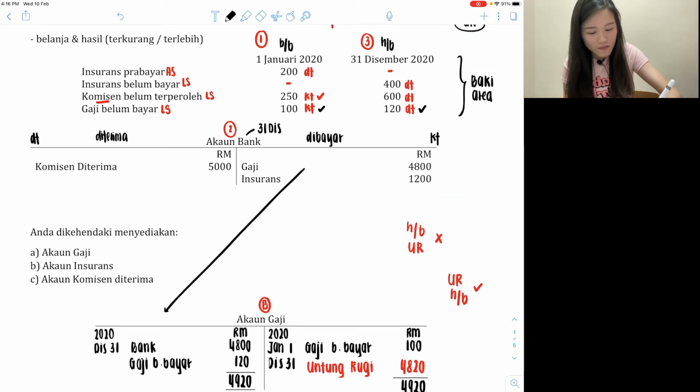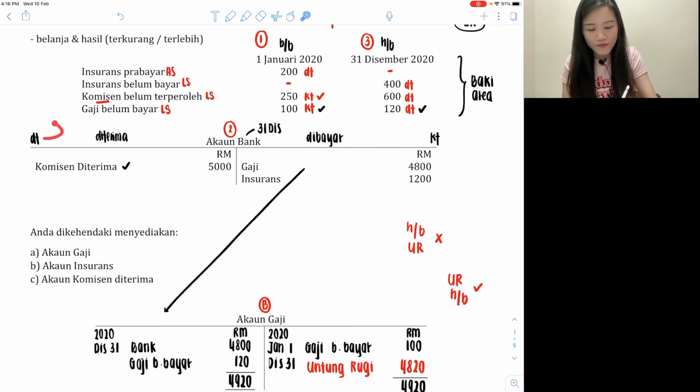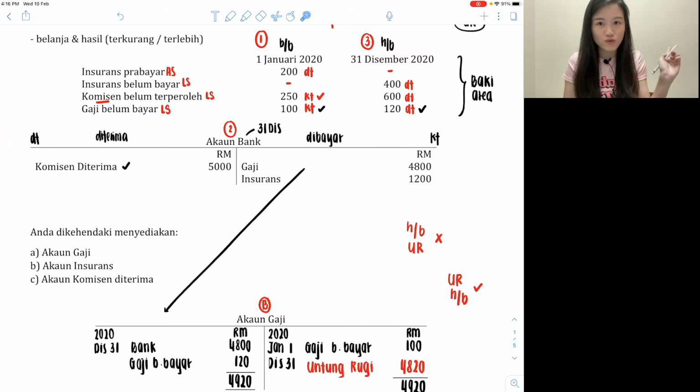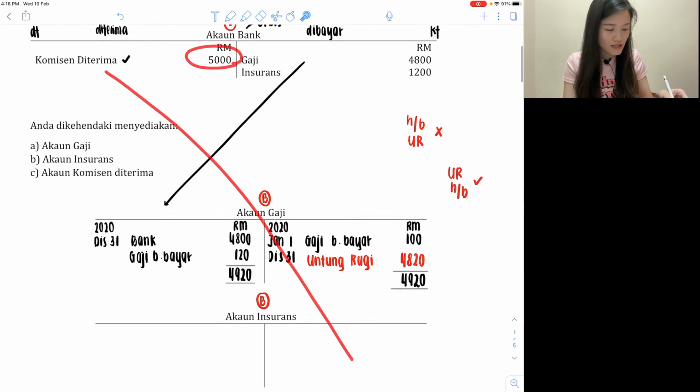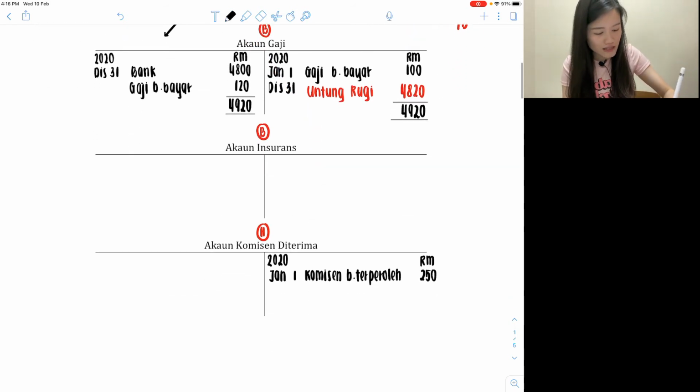So after you have put the 250 already, second step is go to your account bank. Do you see commission diterima here? So we have received the 5,000, but it's not true yet. We gotta do pelarasan to find out the sebenar. So what you do? From the debit side, you're gonna bring it towards the credit side. So catatan bergu from here, 5,000 debit towards the credit side of our account commission diterima. So change the date to December 31st once again.